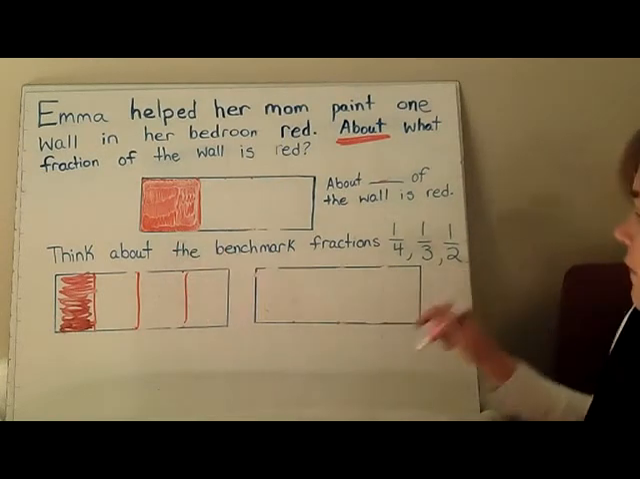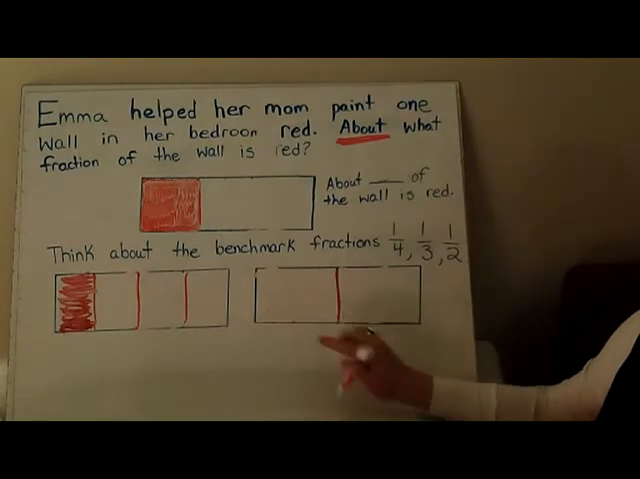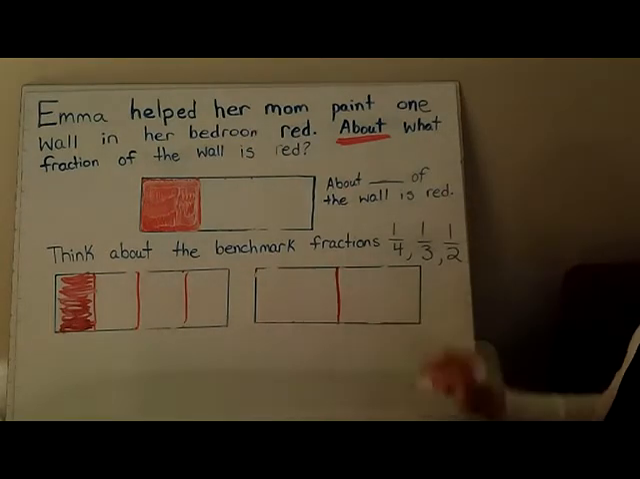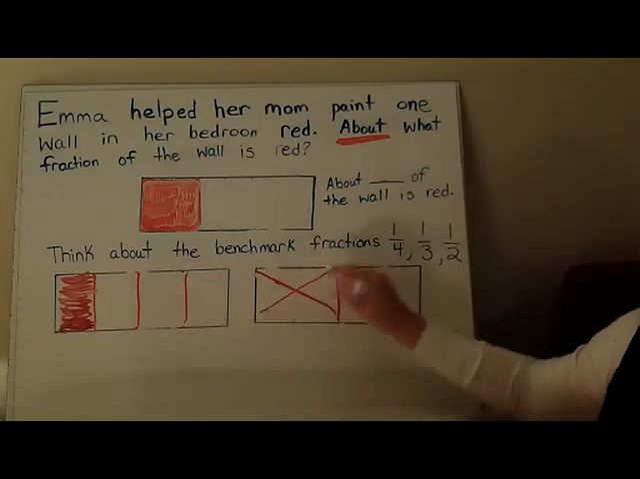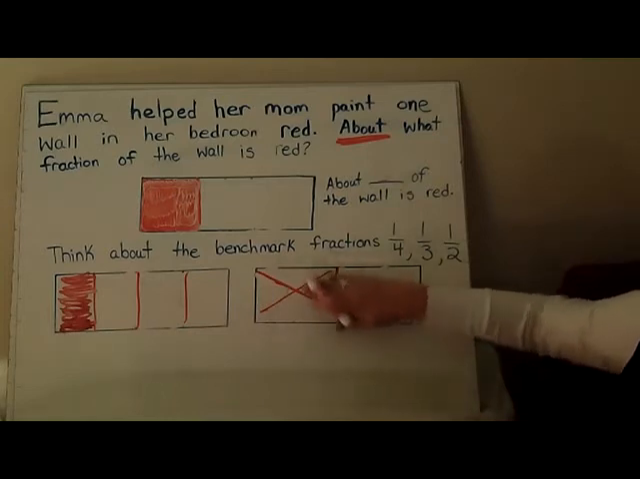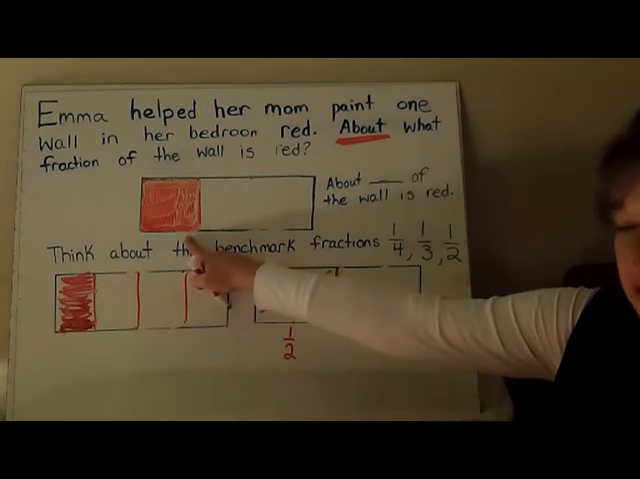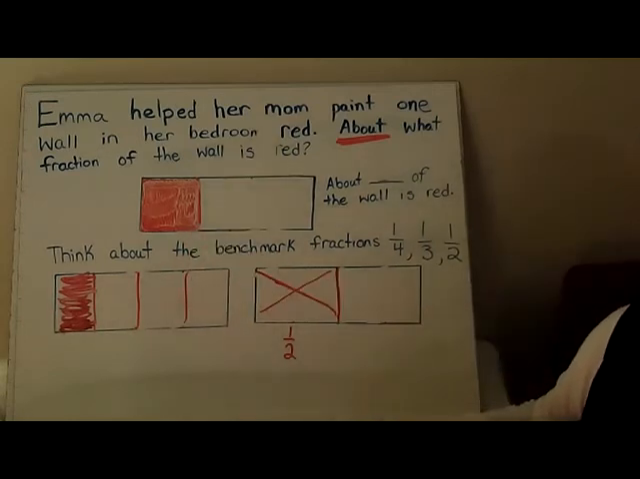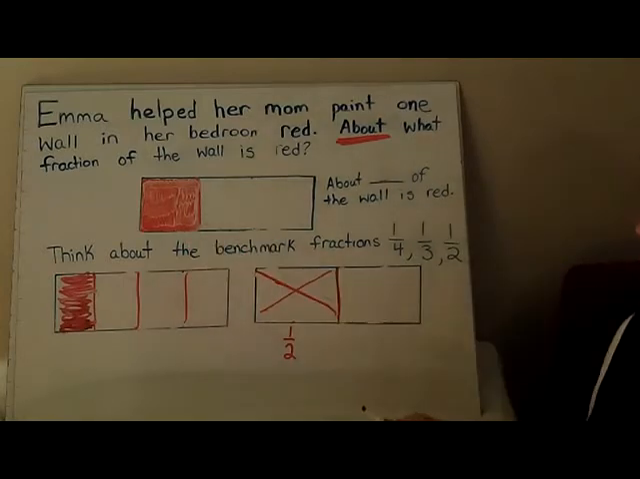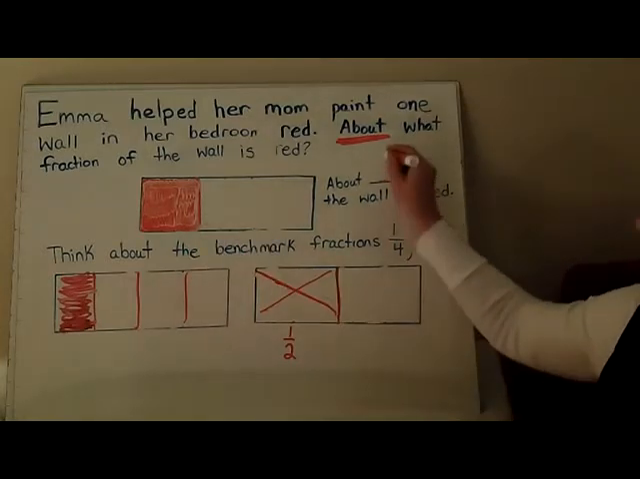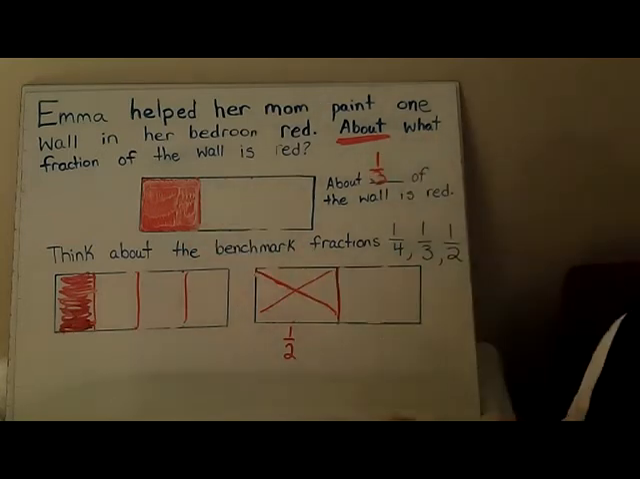So now let's look at a half. Let's look at this side. Again, I can go right down the middle and eyeball it and say this is about half and this is the other half. If all of this were red, that would be more than this section. So I think it would be safe to say that this is about 1/3 of the wall. So I'm going to write that here, about 1/3 of the wall is red.